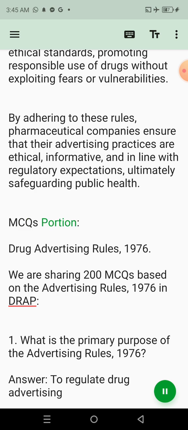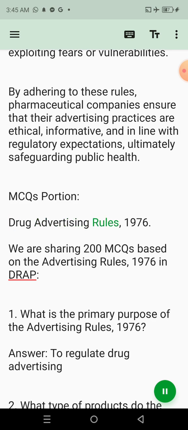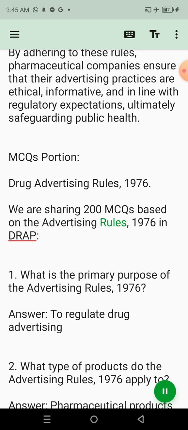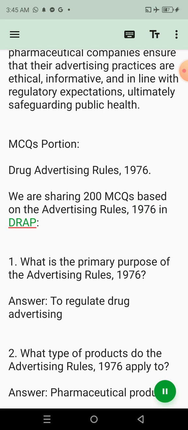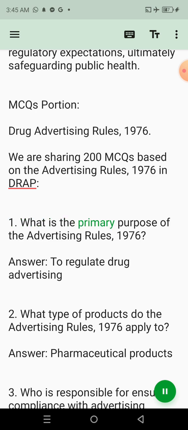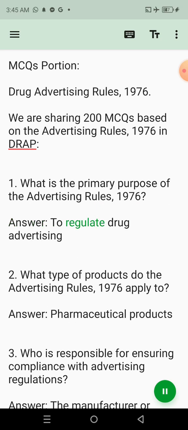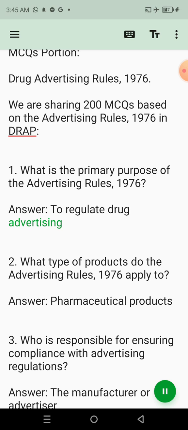MCQs portion. Drug Advertising Rules, 1976. We are sharing 200 MCQs based on the Advertising Rules, 1976 in DRAP. 1. What is the primary purpose of the Advertising Rules, 1976? Answer. To regulate drug advertising.